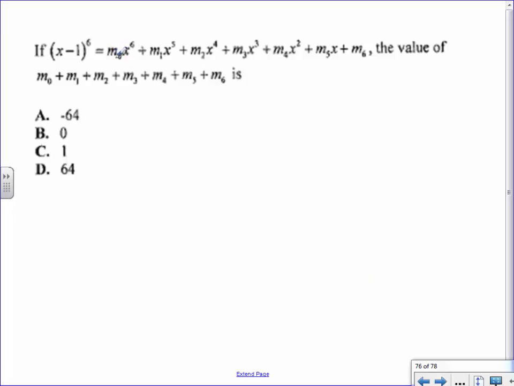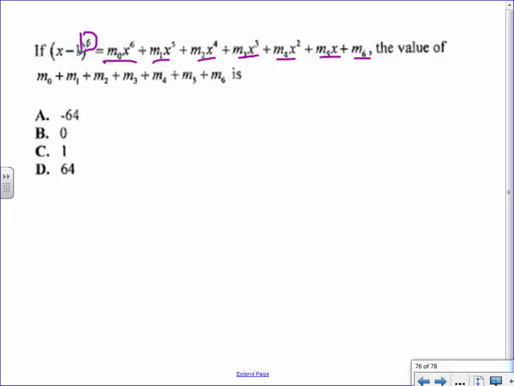This basically says that you're going to have 1, 2, 3, 4, 5, 6, 7 terms. And the reason why you have 7 terms, right? 1, 2, 3, 4, 5, 6, 7 terms. The reason why you have 7 terms is because it was to the power of 6, and we know they always get 1 extra term.